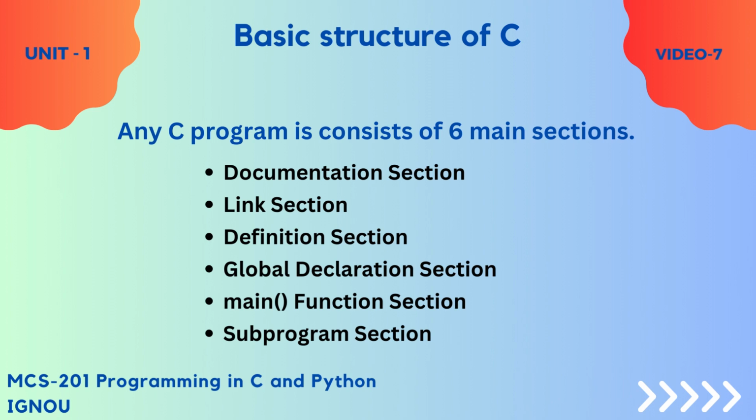Firstly, we will discuss the basic structure of C. Any C program consists of 6 main sections. The sections are: first one is the documentation section. The second one is the link section. The third section is the definition section. The fourth section is the global declaration section. The fifth one is the main function section, and the last one is the subprogram section.